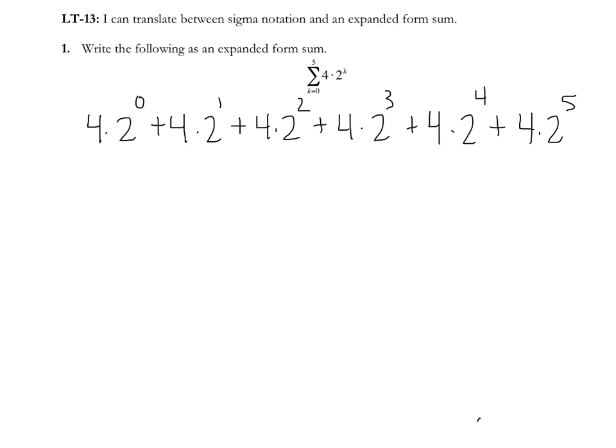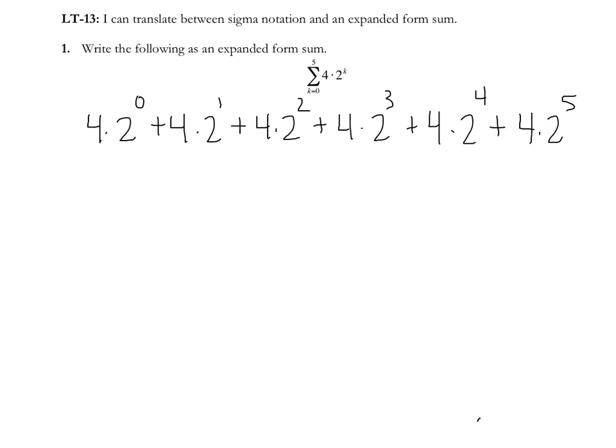We can tell where to stop based on the number at the top of the sigma. That tells you the last k value you should plug in. So we started at k equals 0, and then we plugged in all the possible values for k up to k equals 5. We could tell that we needed to stop at k equals 5 because that's the number on the top of the sigma.